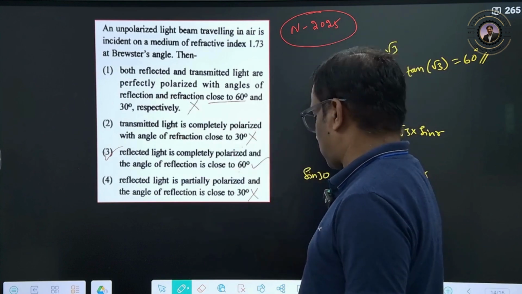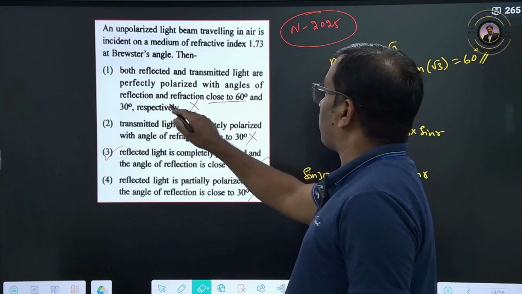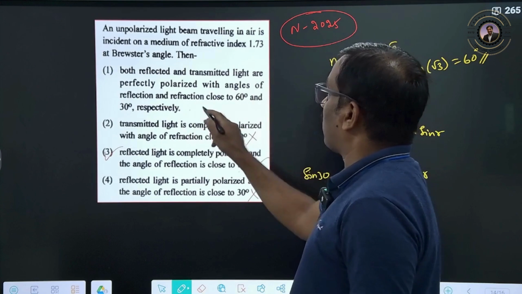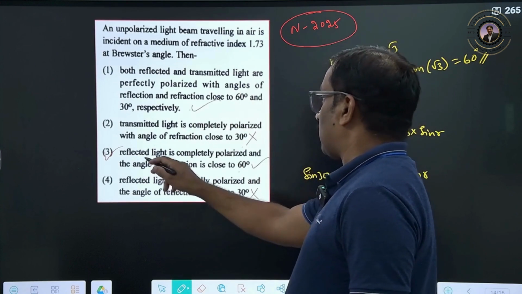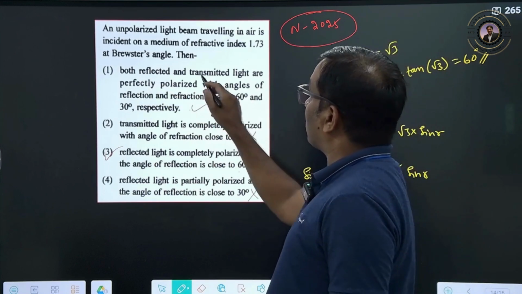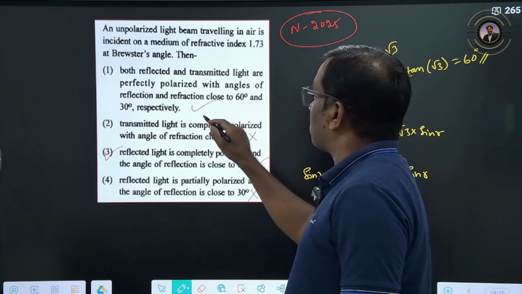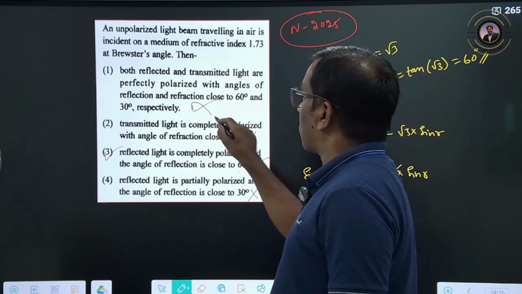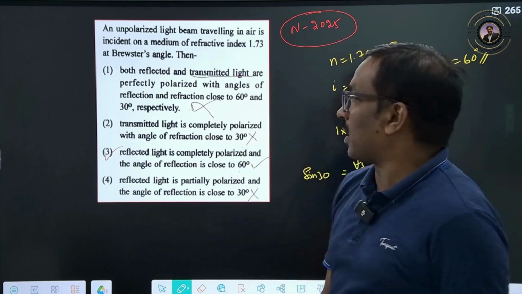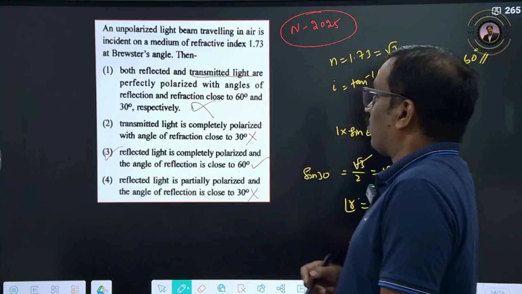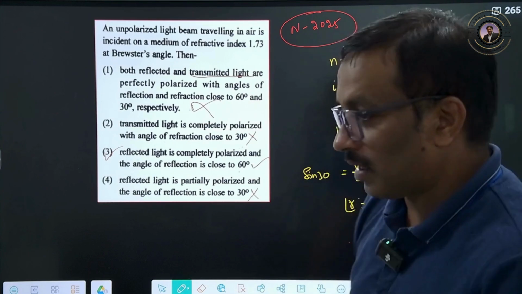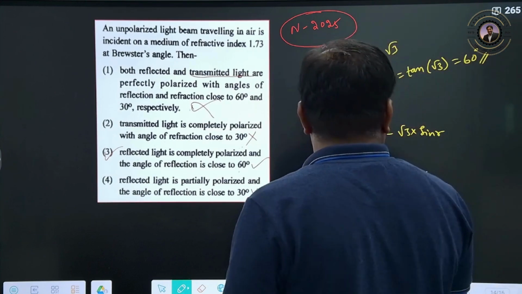Perfectly polarized, sorry, so perfectly polarized with an angle of close to 60, this should be your correct answer. Both reflected and transmitted light are perfectly polarized, therefore this is wrong. Why? Because transmitted light will not be polarized. Clear? So reflected ray only will be completely polarized, so that will be your correct answer. Clear? So this type of confusion will be there.